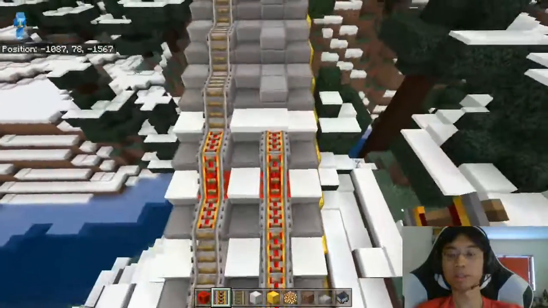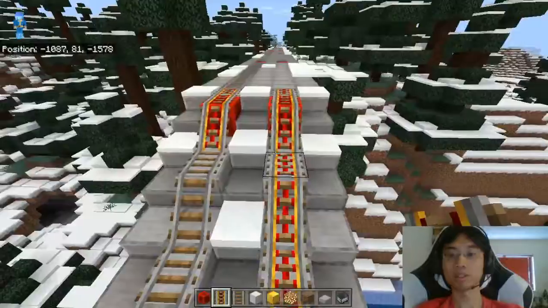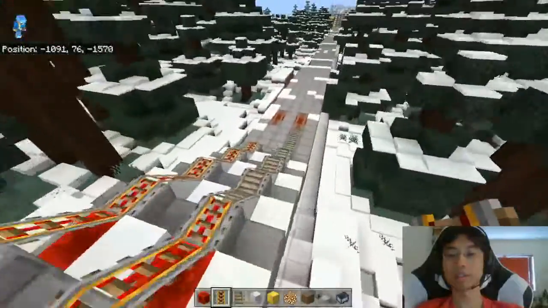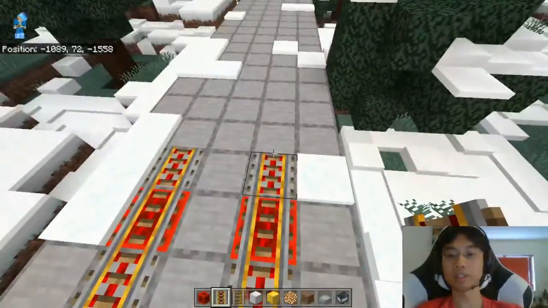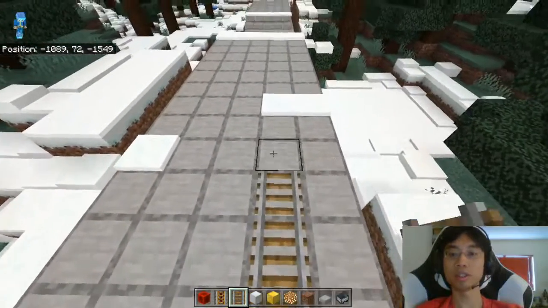That's actually powered, so I guess I don't need any more than that. Okay, I can see the junction in the distance.